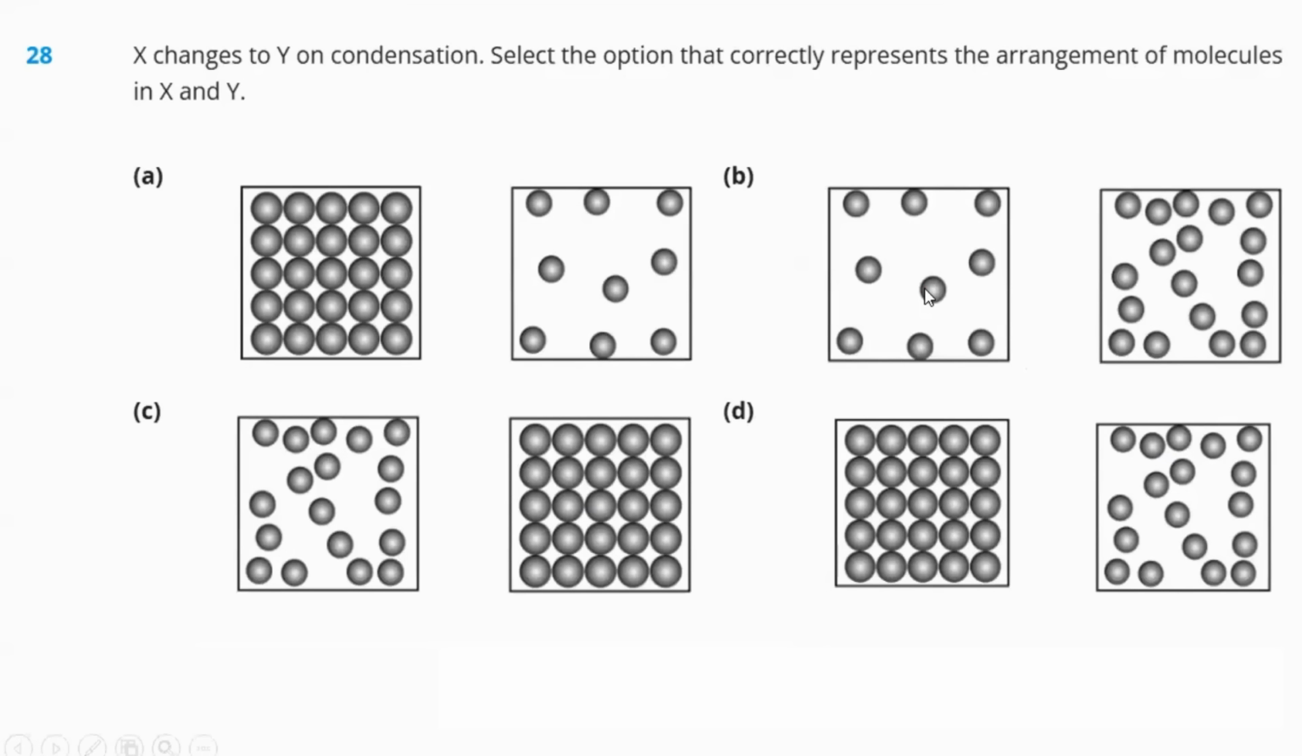In question number 28, X changes to Y in condensation. Select the correct option that correctly represents the arrangement of molecules in X and Y. So which would be changing into the condensation? In condensation, gas state is converted to liquid. Here, which one is gas and which is liquid? If we see the molecules are very far from each other, this is our gas state and this is our liquid state. So our option would be option number B here.